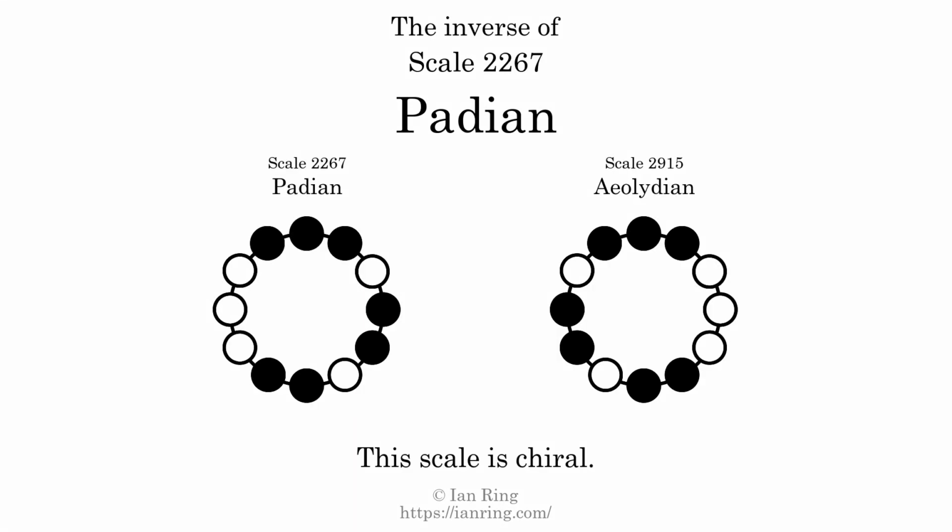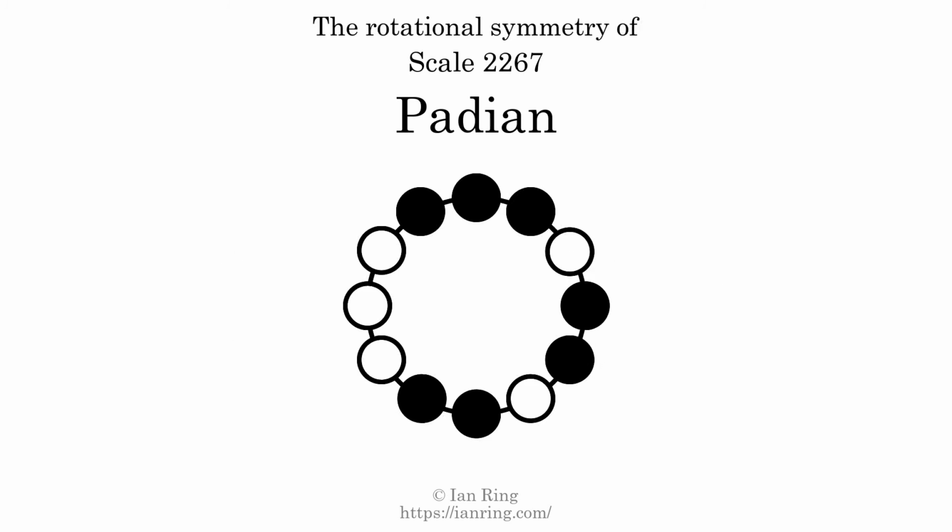The inverse of a scale is a mirror image. It is what you get when the sequence of intervals is reversed. The inverse of this scale is scale 2915, also known as Euclidean. This scale is chiral. It cannot transform into its inverse by rotational transformation. This scale has no rotational symmetry.